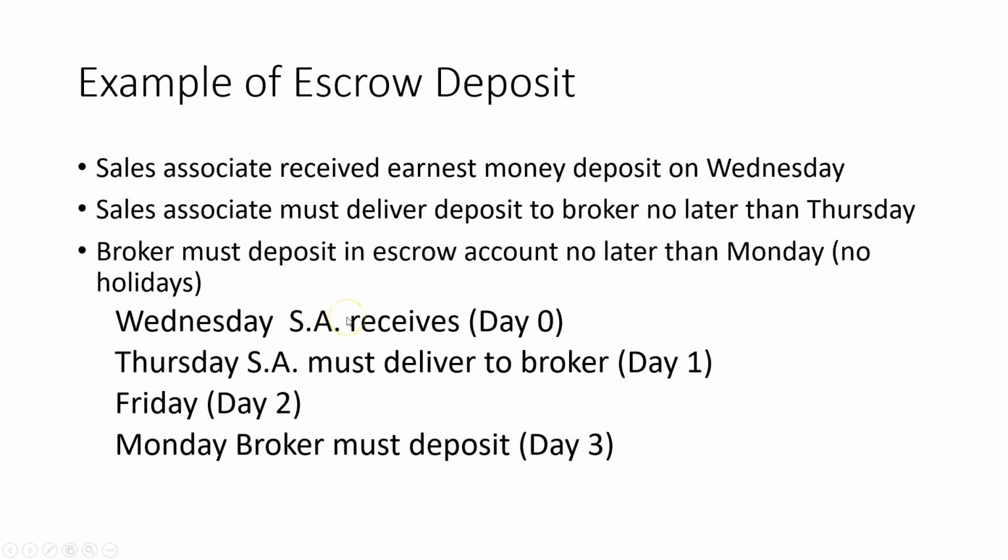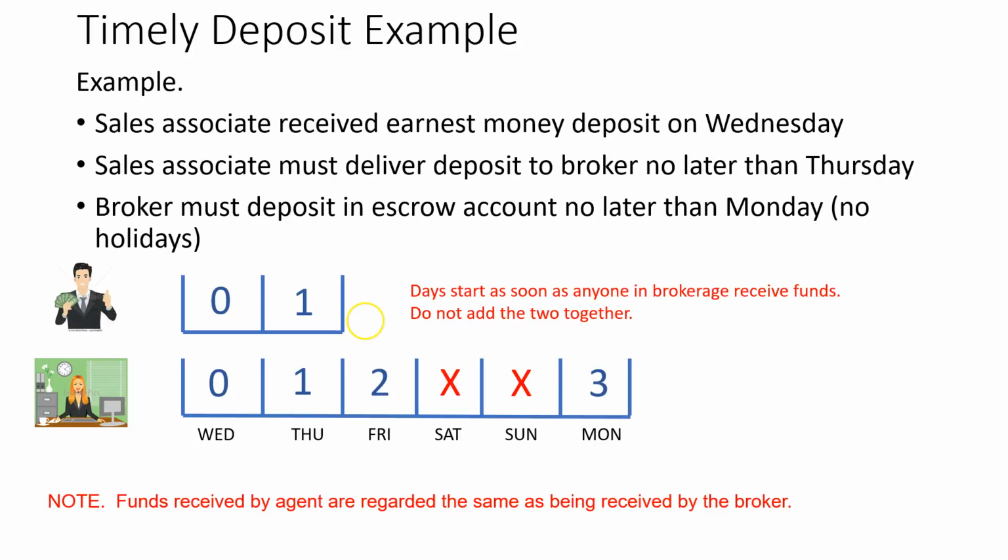Here's an example. The sales associate received an earnest money deposit on Wednesday, therefore she has to get it to the broker no later than Thursday, and the broker must deposit it in the escrow account no later than Monday. So we have Wednesday, then Thursday, Friday, not Saturday or Sunday, then Monday. And here's a quick example again, put in pictorial form: the sales associate received earnest money on Wednesday and must deliver the deposit no later than Thursday, and the broker must deposit it into the escrow account no later than Monday.